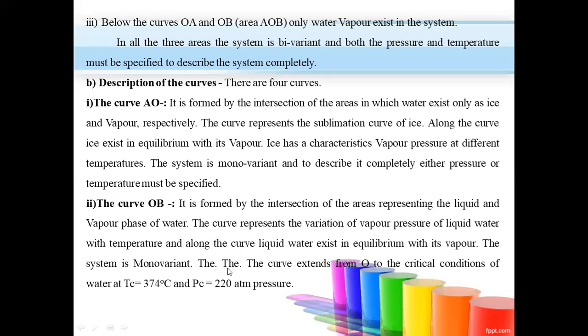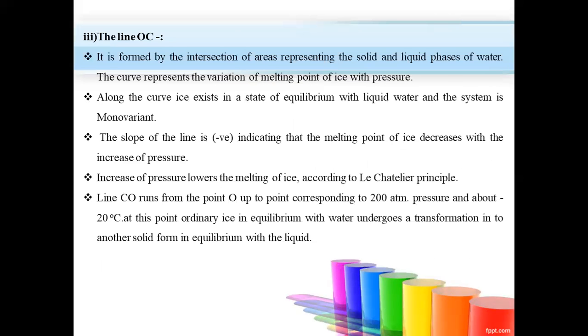The system is a monovariant. The curve extends from O to the critical condition of water, TC, that is 374 degrees Celsius, and PC, that is a pressure of 220 atmospheres.